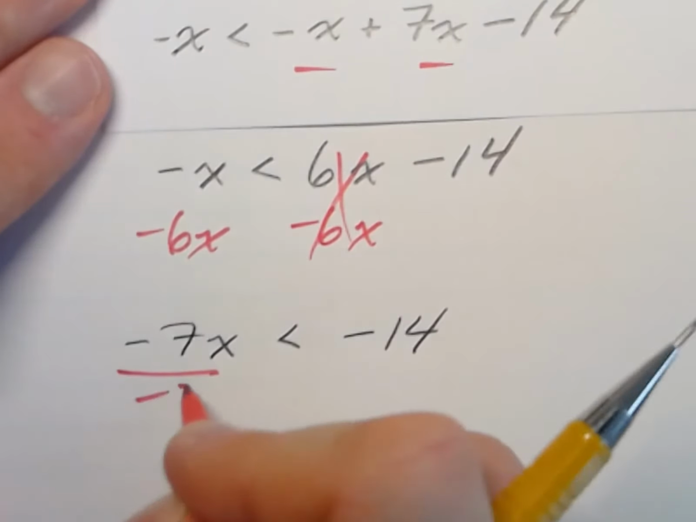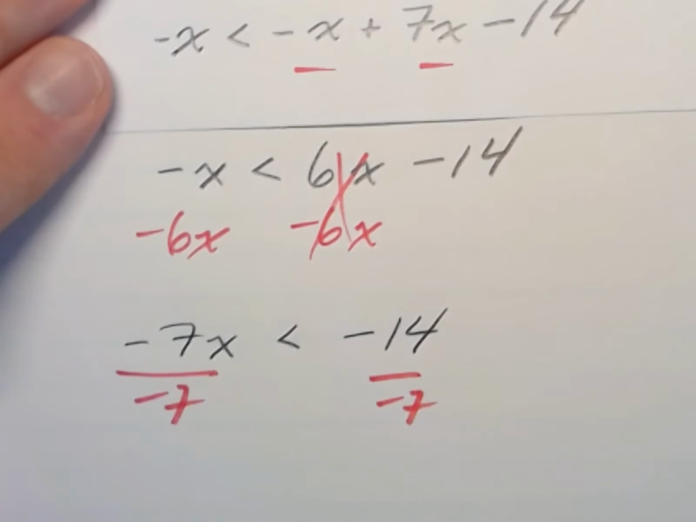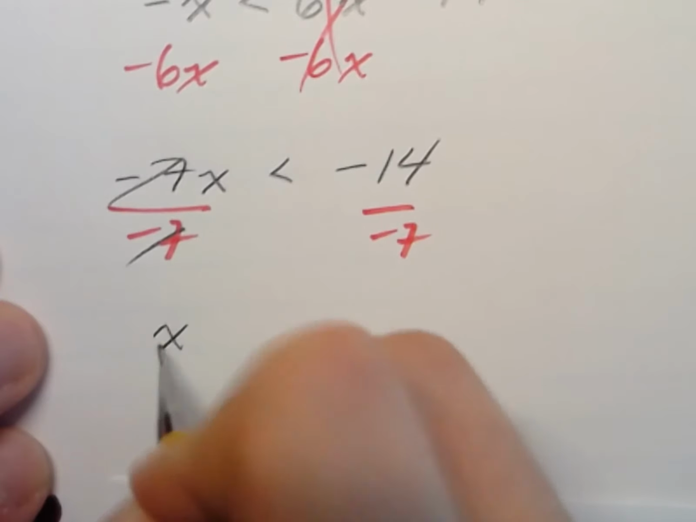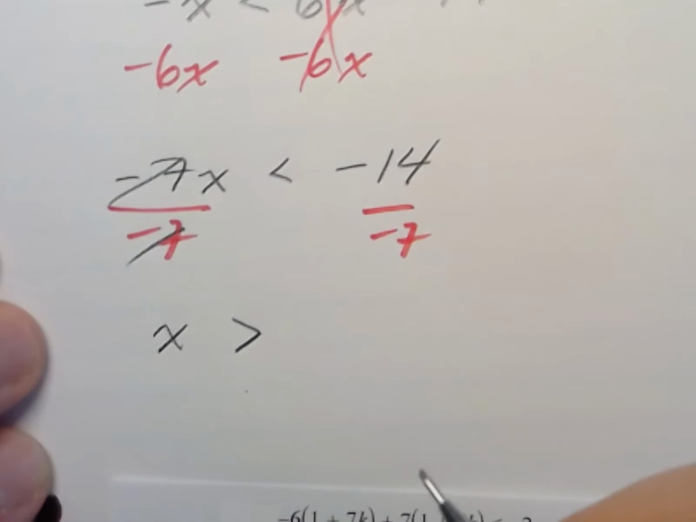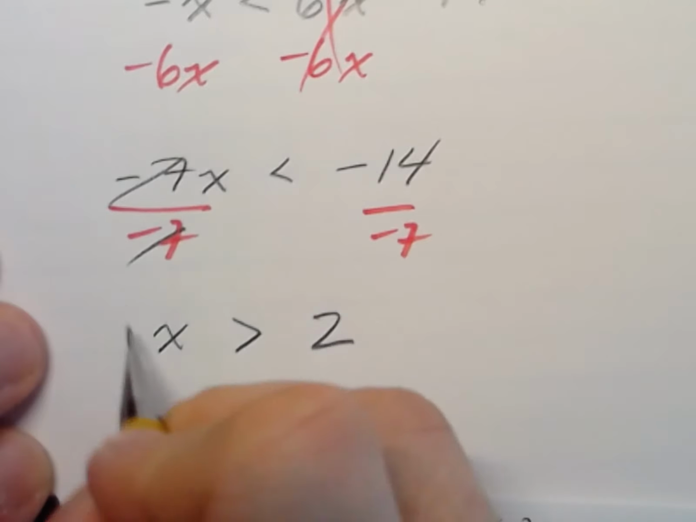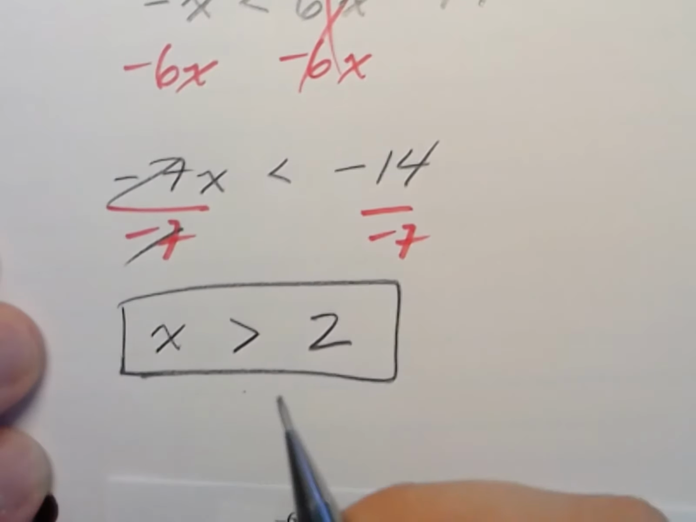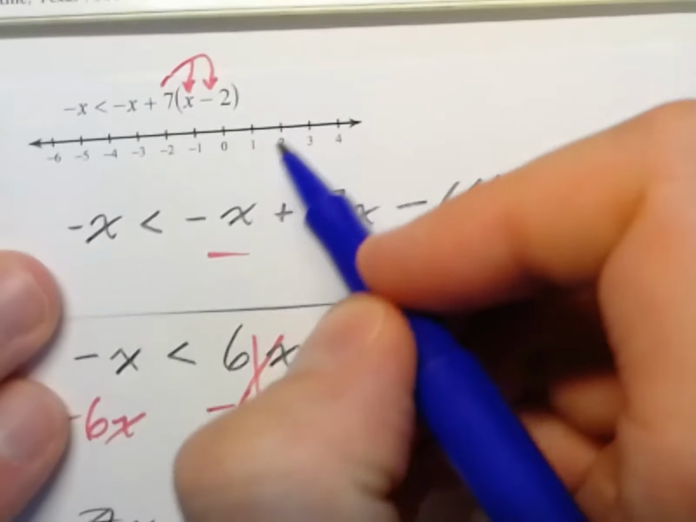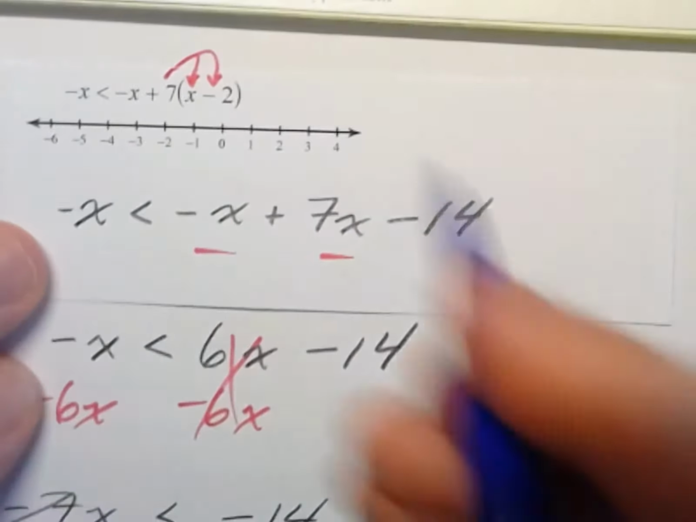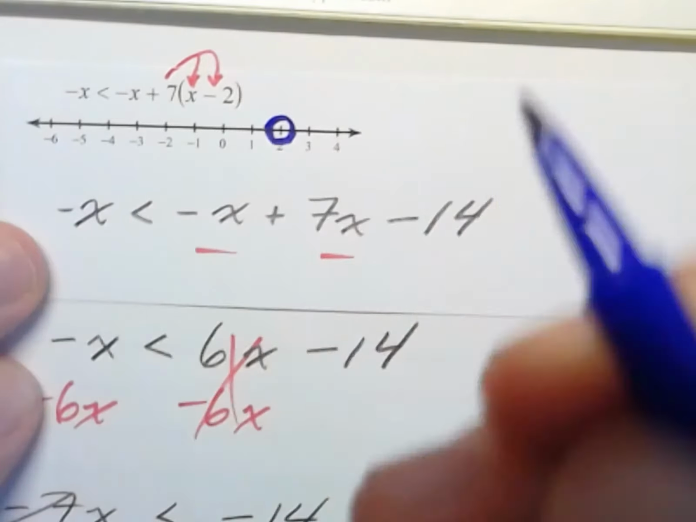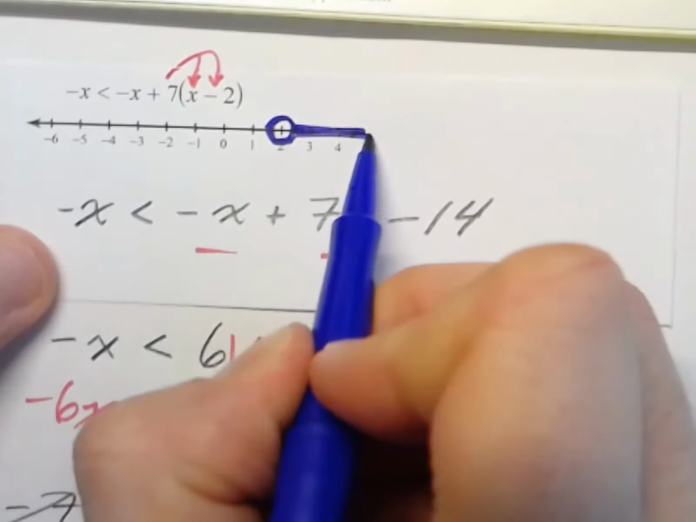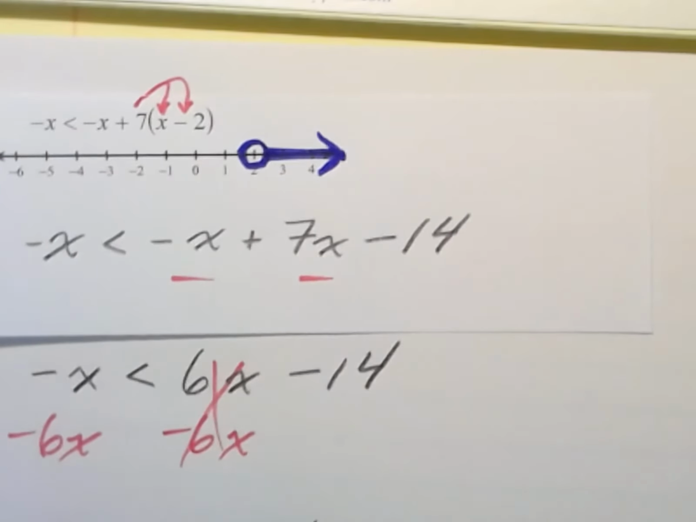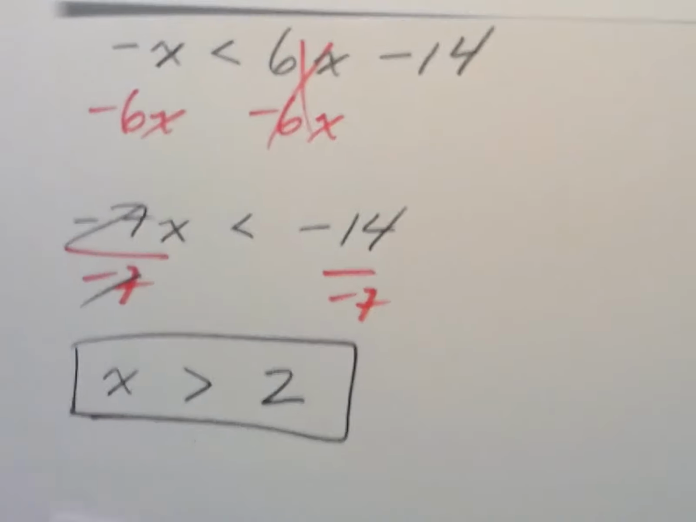But I am going to change the sign now, because I'm dividing by a negative 7, so that those go away. So then x is now greater than, notice I flipped the sign, a positive 2. Okay. So if x is greater than 2, then we find our 2. We find our 2. Don't fill it in, and it's greater than. Okay? X is greater than 2.